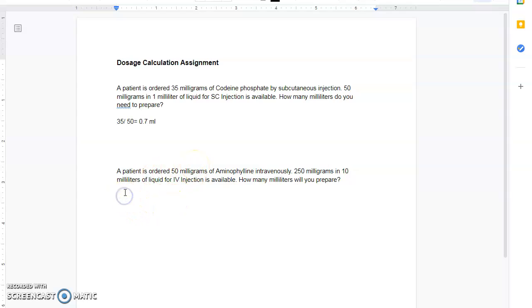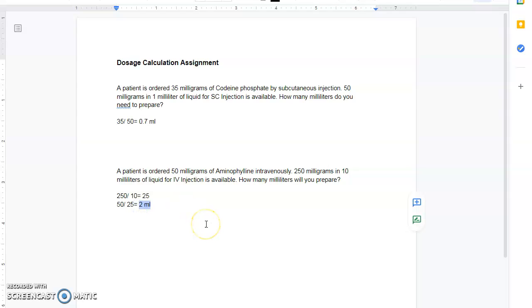So the first thing you're going to do is take that 250 divided by 10, which you're going to get 25. And then after that, you're going to take that 50, the physician's order, and divide it by 25, and of course that is 2, and that's going to be your answer, 2 mLs.